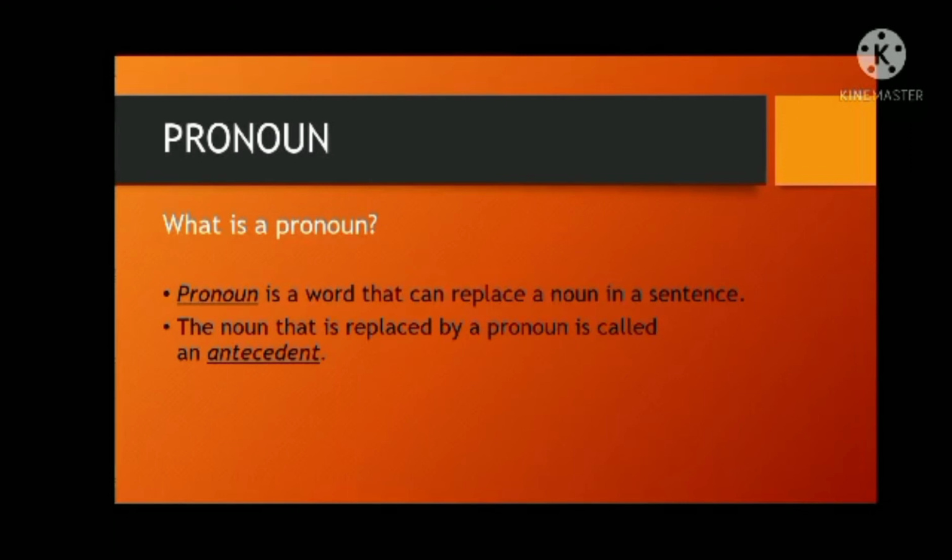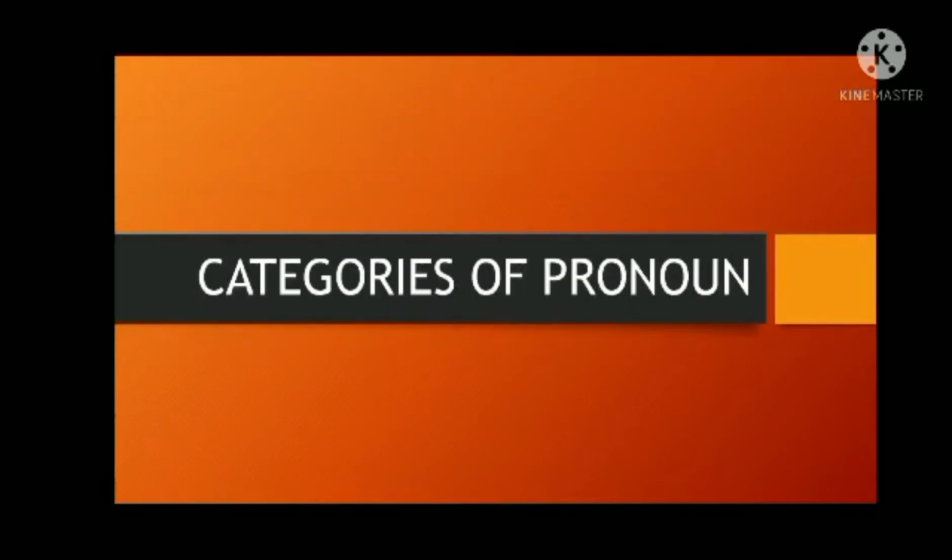But the best term to use at any point depends on the situation, so we need to understand how different categories of pronoun work. The noun that is replaced by a pronoun is called an antecedent. So we have categories of pronoun. There are 8 categories of pronoun.